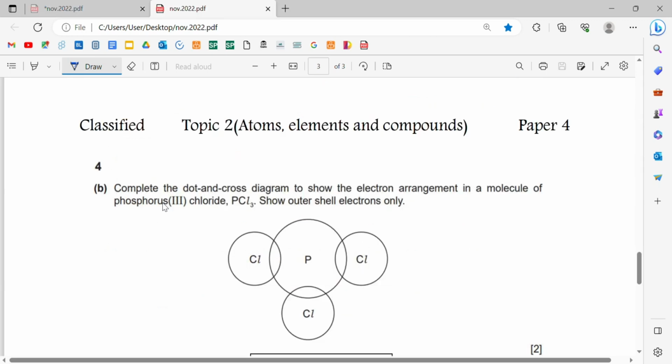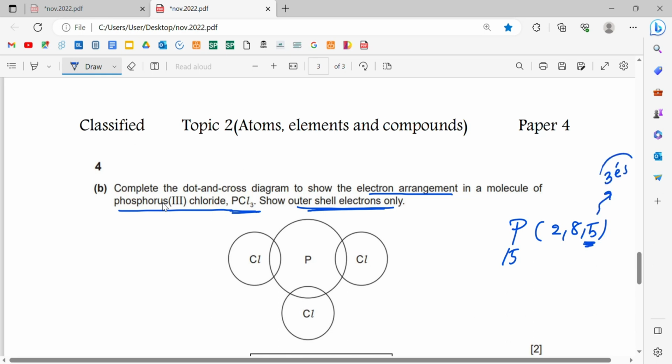The next question, complete the dot and cross diagram to show the electron arrangement in a molecule of phosphorus trichloride. Show outer shell electrons only. If we look at the periodic table, we'll find that phosphorus is in group 5. It has 15 electrons. The electronic configuration is 2, 8, and 5. So it has 5 electrons in the outermost shell, so it shares 3 electrons. What about the chlorine? Has 17 electrons, 2, 8, and 7. So chlorine shares 1 electron.